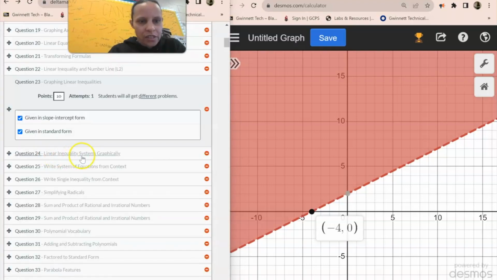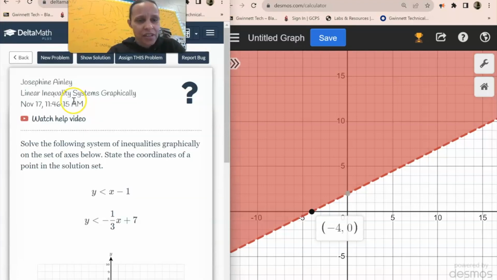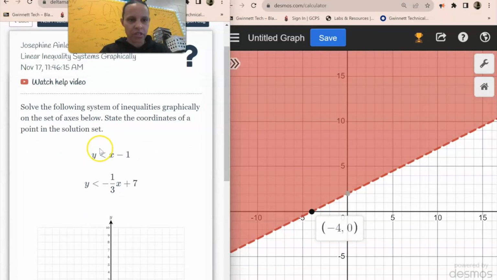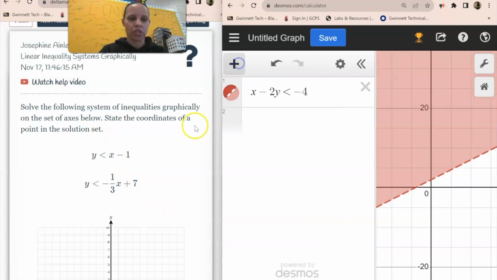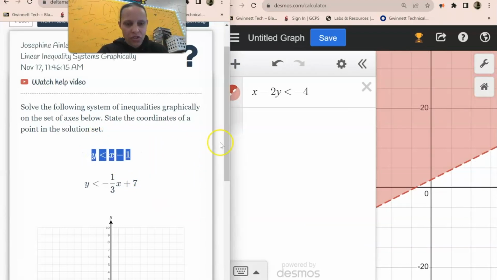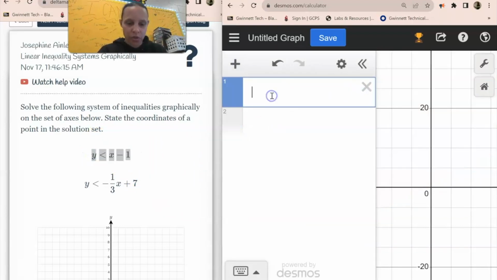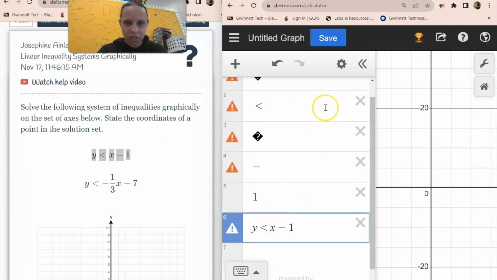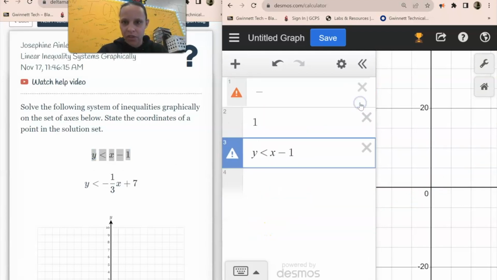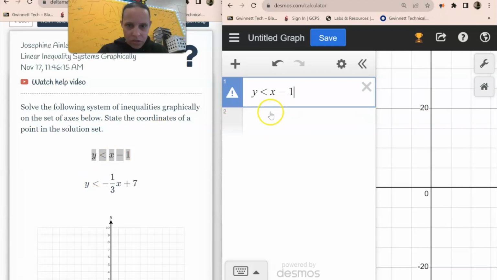So we're gonna look at linear inequality systems graphically. It's just like the last question, so I'm not gonna go into too much detail, but if you don't understand this, just go to the last question and I go into more detail there. The only difference is that instead of one equation, you're now doing 2 equations. So Control C, Control V, get rid of all this extra stuff that they put in there. Make sure it matches. Yes, it does.